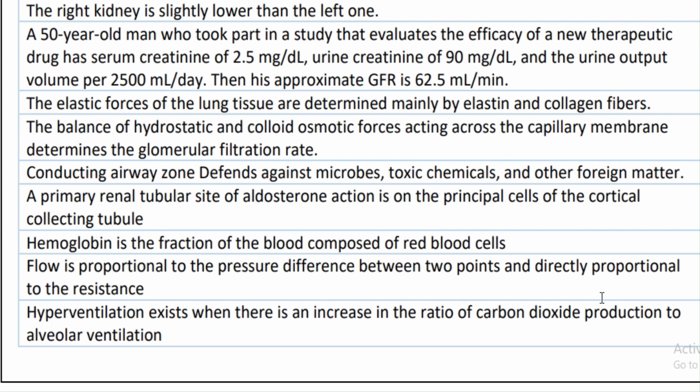Hemoglobin is the fraction of the blood composed of the RBCs. Again, it is true. Flow is proportional to the pressure difference between 2 points and directly proportional to the resistance. False. Hyperventilation exists when there is an increase in ratio of carbon dioxide production to the alveolar ventilation. This is false.